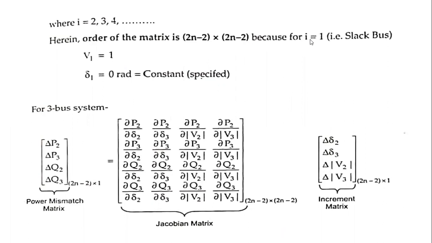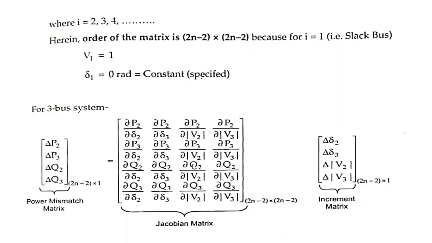Because for i equal to 1, that is the slack bus, V1 equals 1 and delta 1 equals 0 radians. That is a constant specified value. For the 3-bus system, we can write in matrix form delta P2, delta P3, delta Q2, delta Q3. Bus 1 we are not considering, because it is a slack bus.